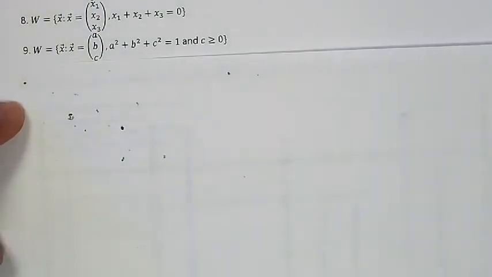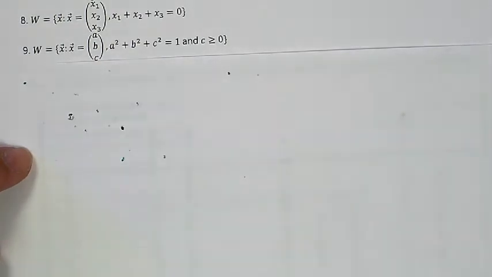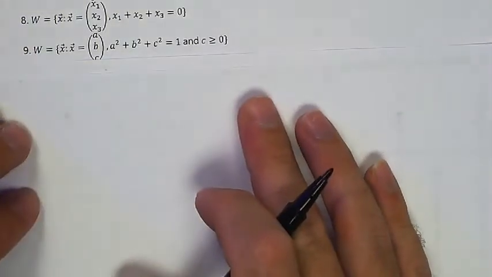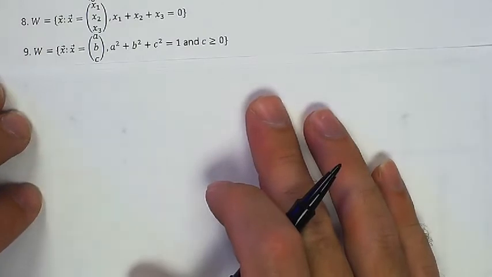All right, number 9. W is the set of all a, b, and c where the sum of their squares is 1 and c is greater than or equal to 0. Okay, this is part of the equation of a sphere, which I don't think is something we've talked about.